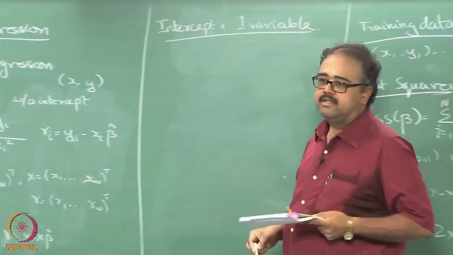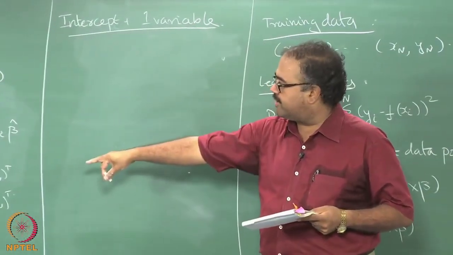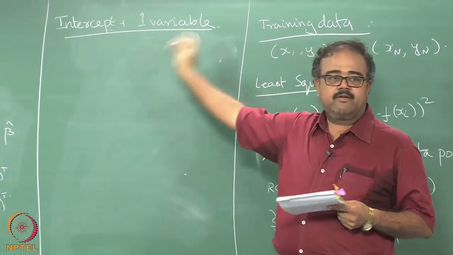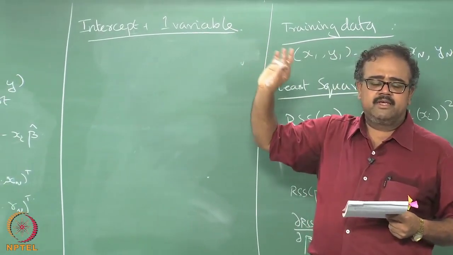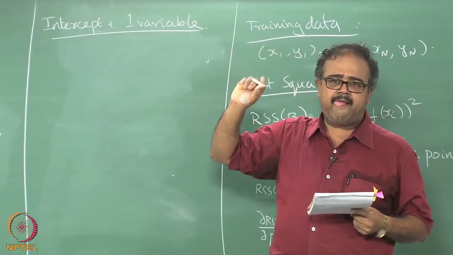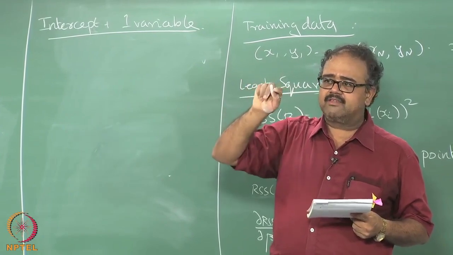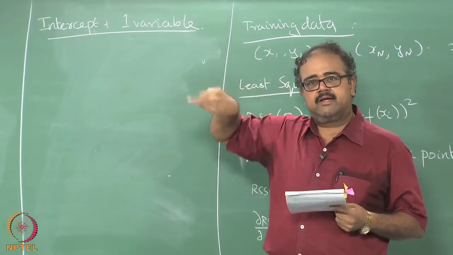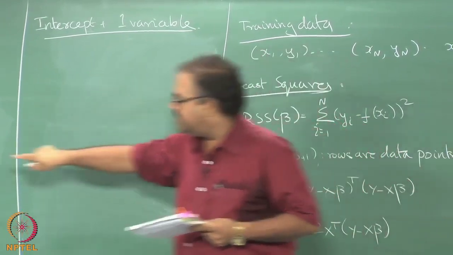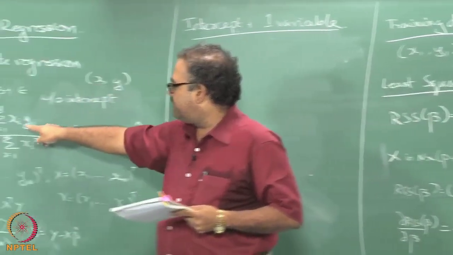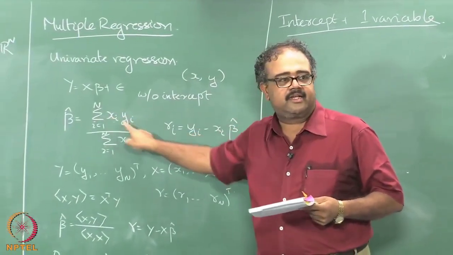Look at the intercept plus one variable. So far I said that is one variable without intercept. Now I am adding the intercept. What does that essentially mean for us? My x becomes 1 comma x. Here I had just a single value x, I could just write it like this.